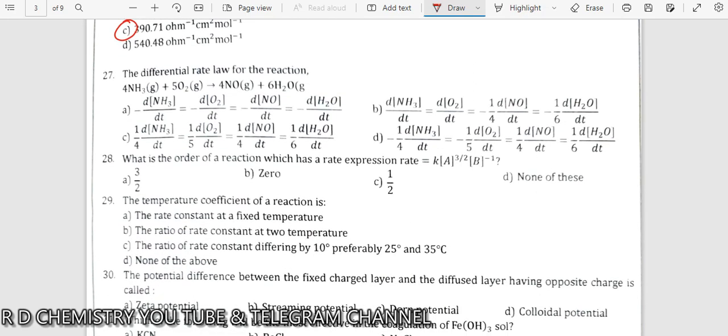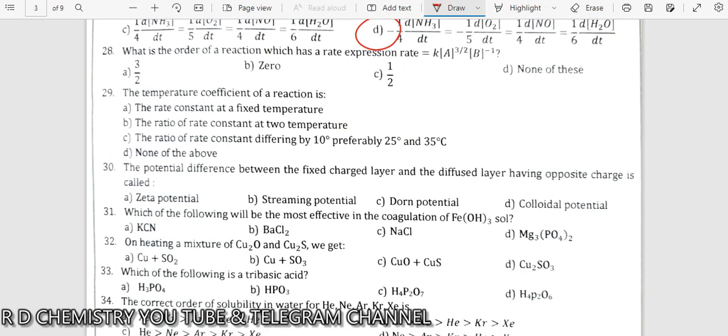Question number 27, kinetics chapter about the differential equation. Answer is option number D. Question number 28, kinetics chapter about the calculation of the order of the reaction from the rate law equation. Answer is option number C. Question number 29, kinetics chapter about the temperature coefficient. Answer is option number C.